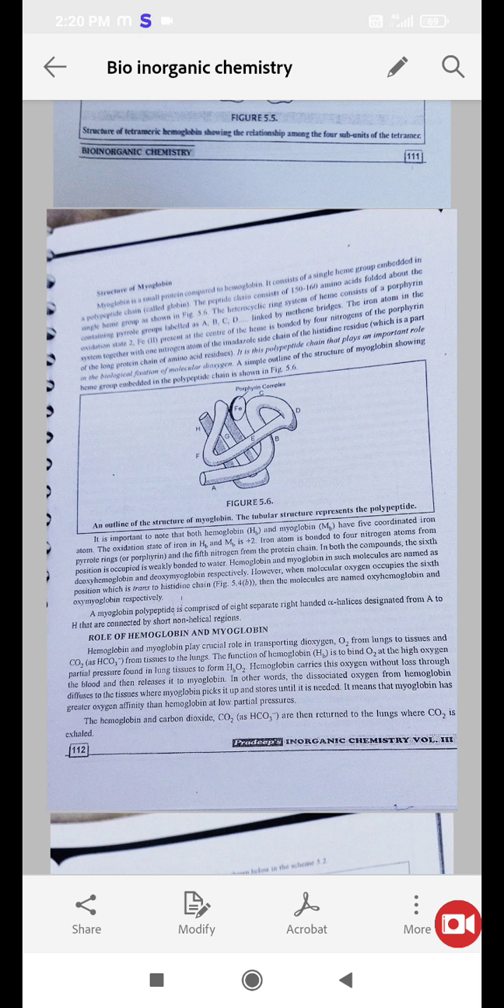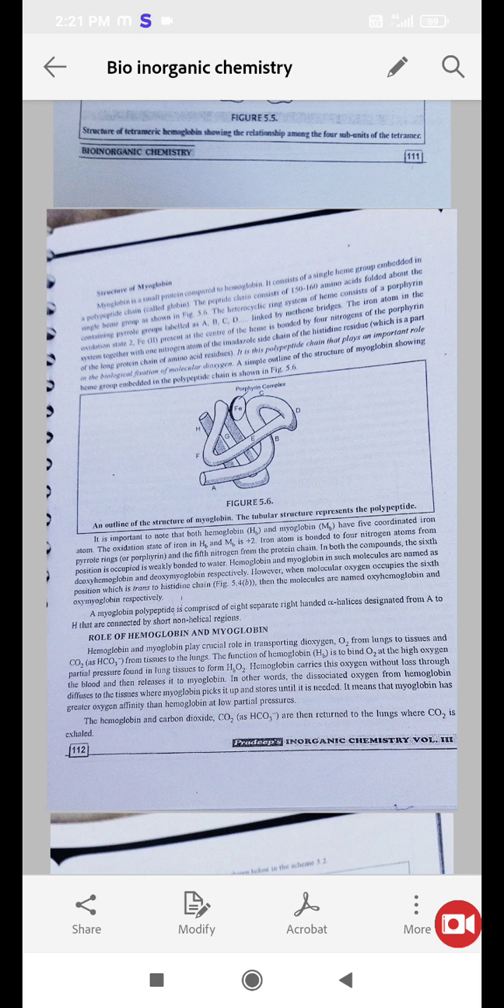The iron atom in the oxidation state 2 present at the center of heme is bonded by 4 nitrogens of the pyrrole system together with 1 nitrogen atom from the imidazole side chain of histidine residues, which is a part of the long peptide chain of amino acid residues. It is this polypeptide chain that plays an important role in the biological fixation of molecular dioxygen. A simple outline of the structure of myoglobin showing the heme group embedded in the polypeptide chain is shown in figure 5.6.